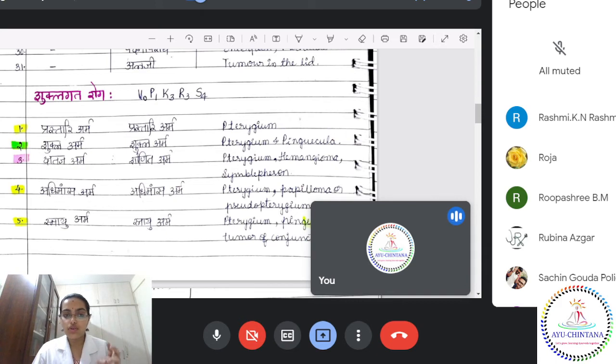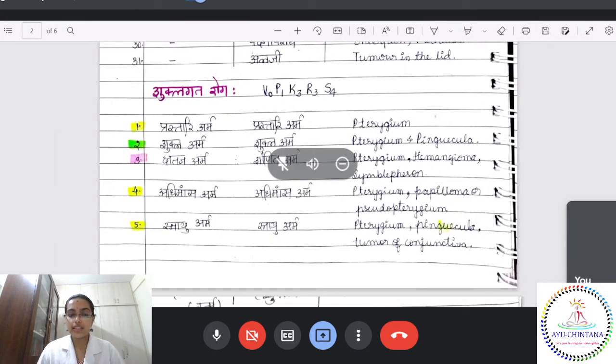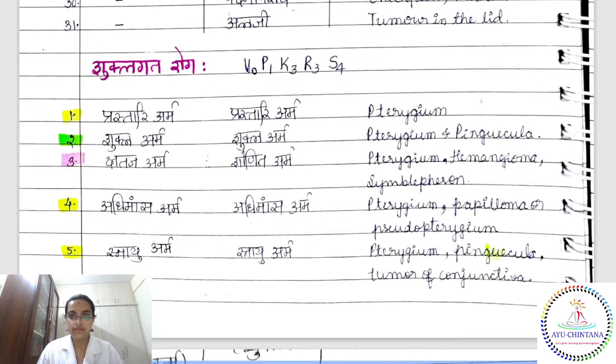So it is V0, P1, K3, same as Sandhigata Vyadhi. R is 2 in Sandhigata Vyadhi, while R is 3 in Shuklagata Vyadhi. S was 3 in Sandhigata Vyadhi, S is 4 in Shuklagata Vyadhi. Got it? So what is the formula for Shuklagata Roga? V0, P1, K3, R3 and S4. This is the dosha format.